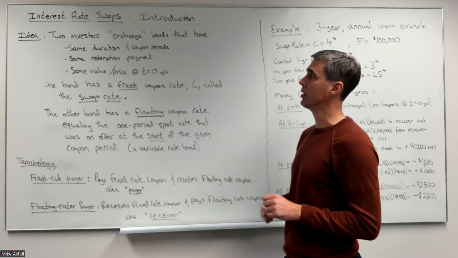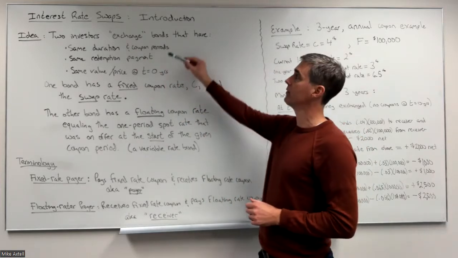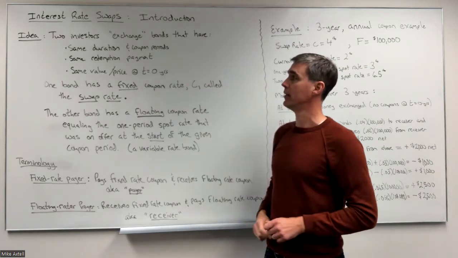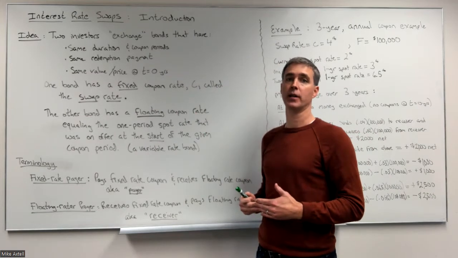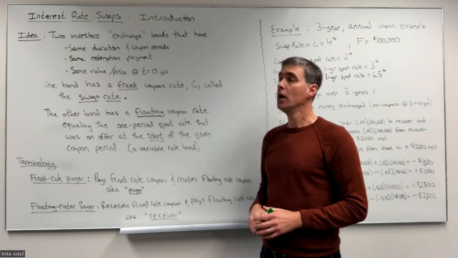So the similarities, though: the bonds have the exact same duration as each other, and they have the exact same coupon periods, the exact same redemption payments, and at time zero, when the bonds are purchased by each of the two parties, they have the exact same price, right?